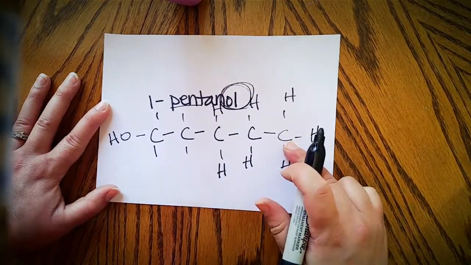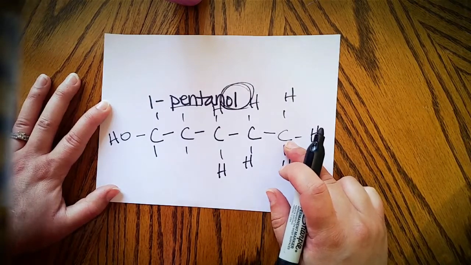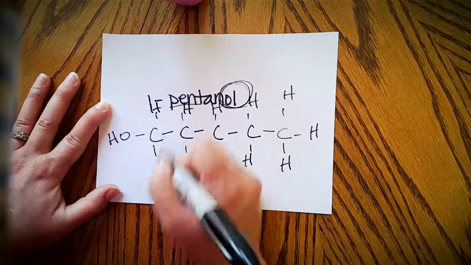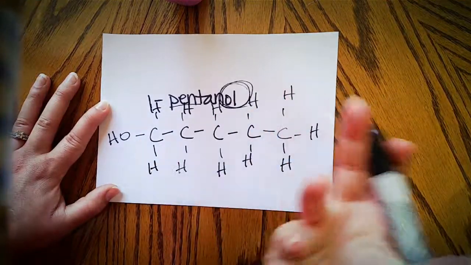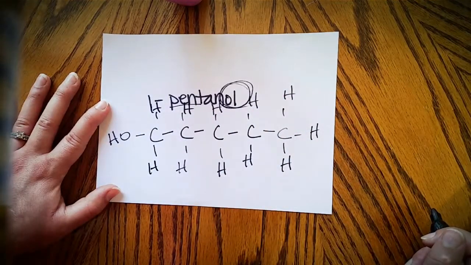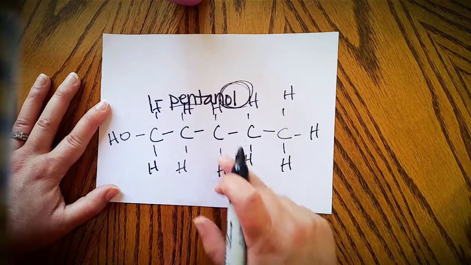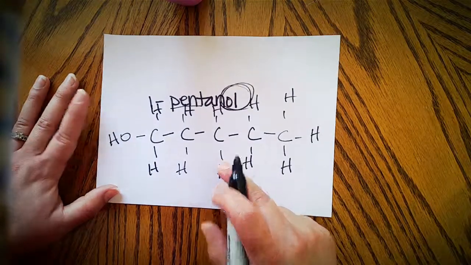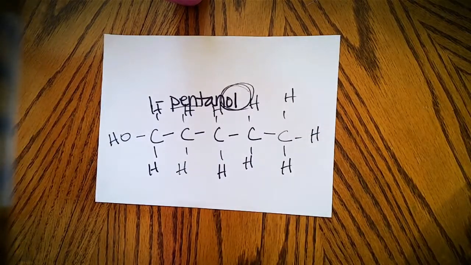Now, could I have called this one carbon number 1 and put an OH over here? Absolutely. It'd be the same thing if I took this molecule and just kind of flipped it over. Would 1 pentanol work if I put it here? No, that would be 3 pentanol. Okay, and that's it.